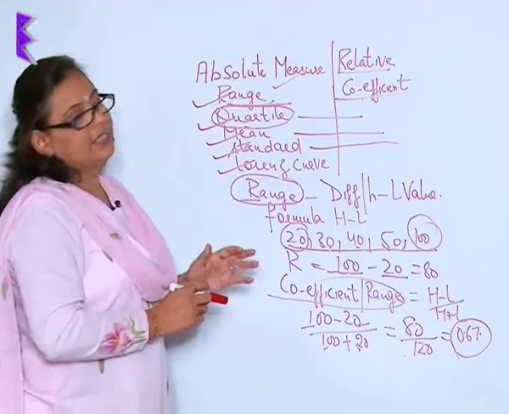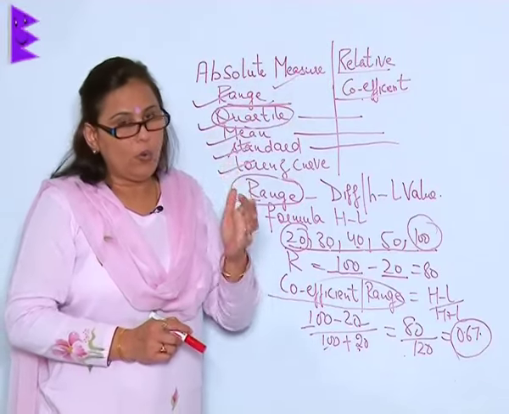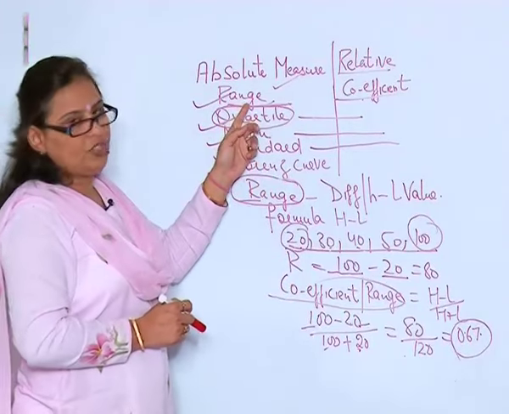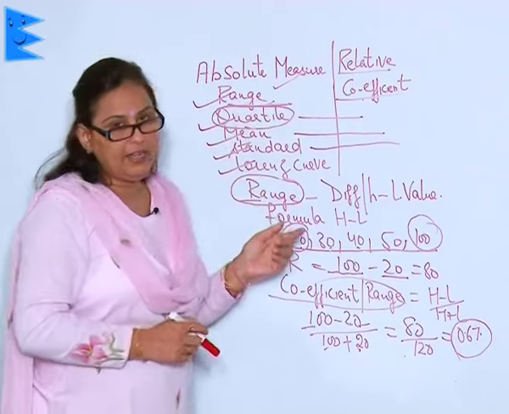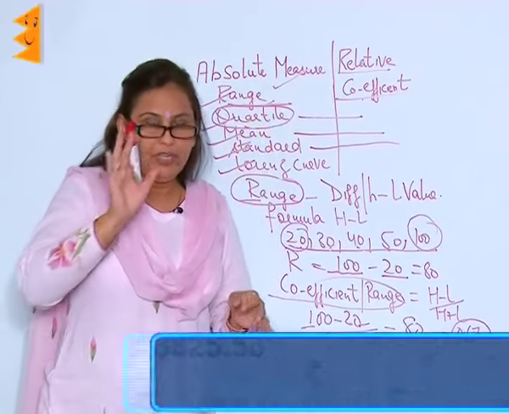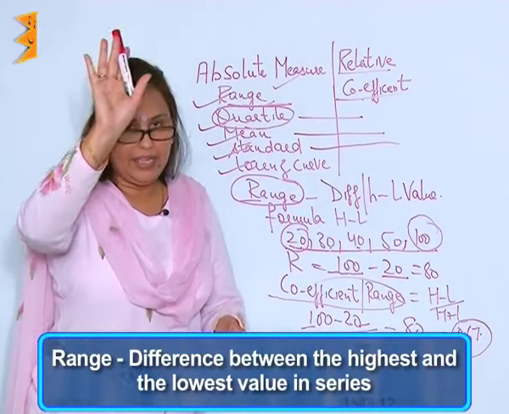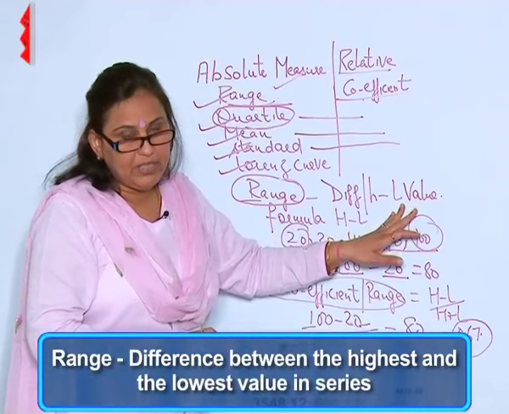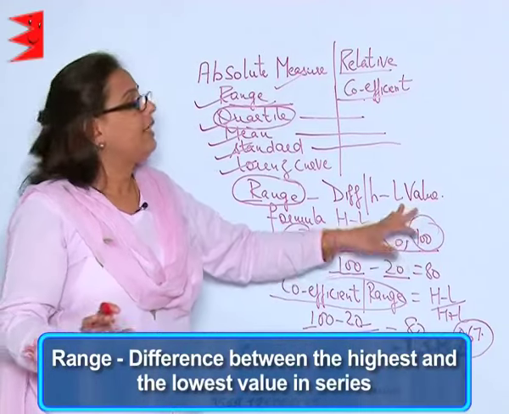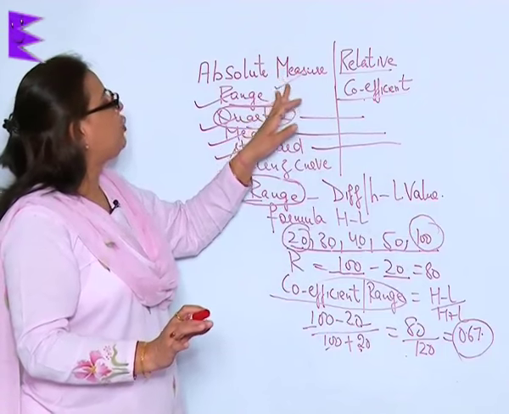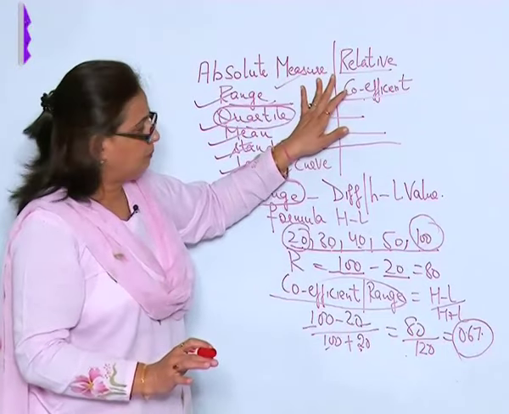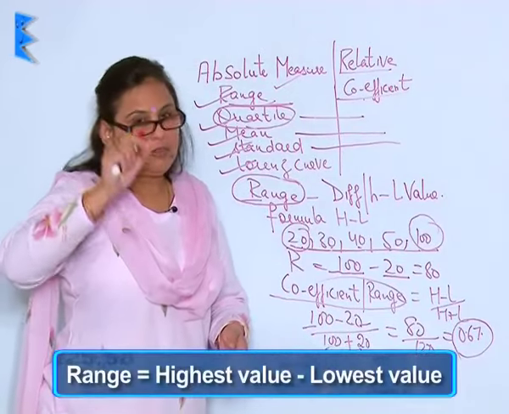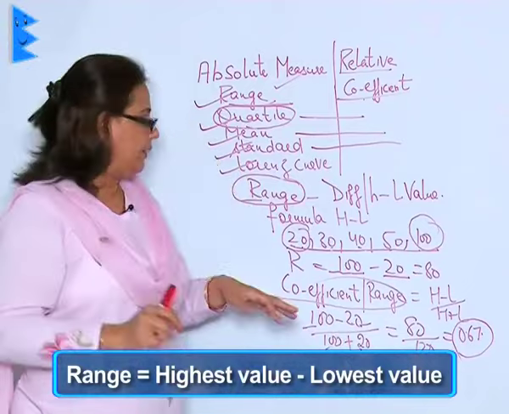So the first method that we must know in measuring dispersion is the range. Range is the difference between the highest value and the lowest value in a series. That gives us the range, that is, the simple range, which is the absolute measure. The formula is, as I said, highest value minus lowest value.